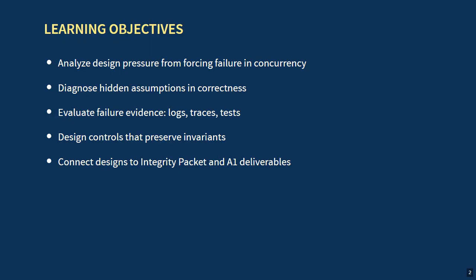Today we have several key objectives. We will analyze design pressures related to forcing failure in concurrent contexts, diagnose hidden assumptions that can make our systems appear correct, and evaluate the evidence of failures through logs and traces. Our goal is to design controls that preserve invariance and effectively connect our designs to the integrity of our work and assignment deliverables.